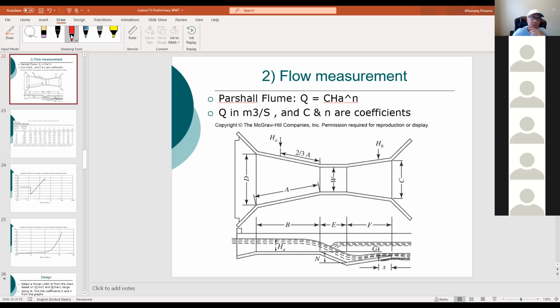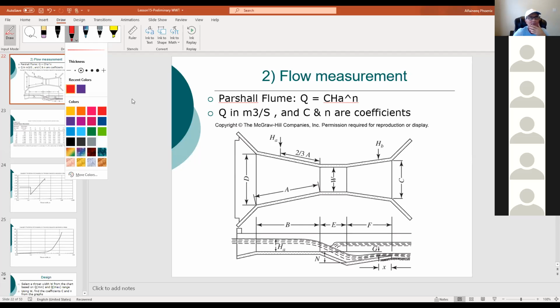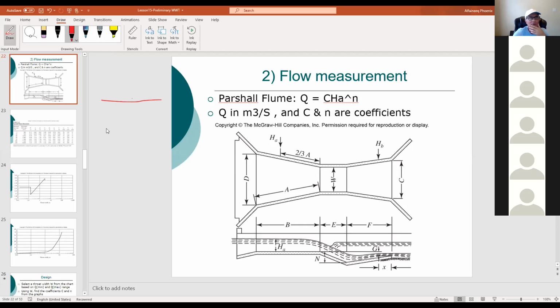Parshall. Ralph Parshall, American engineer who came up with this idea. We call them flumes, right? Open channel. The whole idea is you have an open channel. This is from top view. This is the profile.